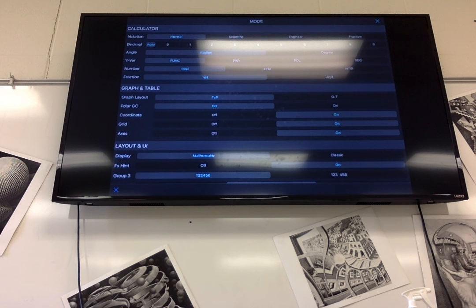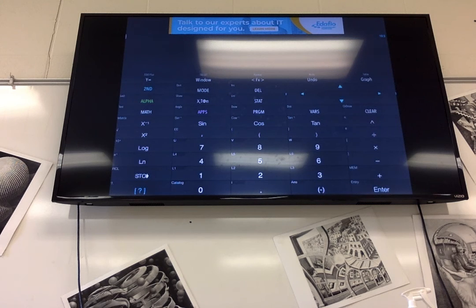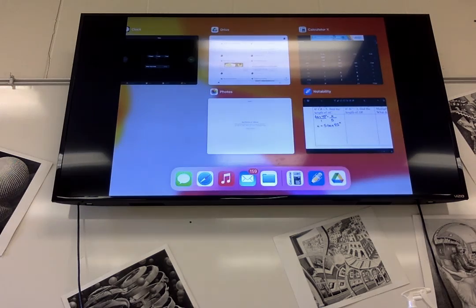...says degree and hit enter. And then you can clear to get out of there, or mine's X. So I'm going to do 5 times the tangent of 45 degrees. What'd y'all get? 5. Yes, you should get 5.